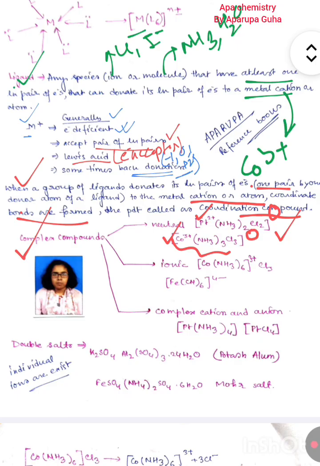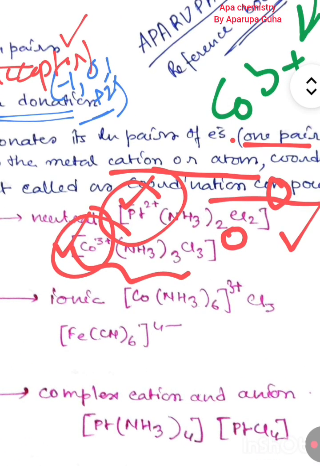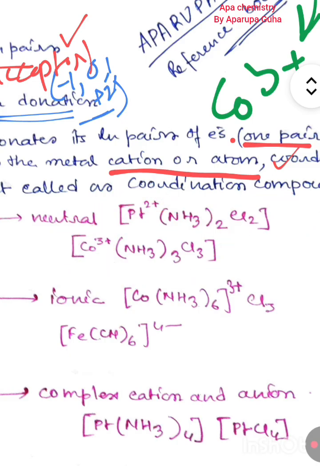There I already told you that platinum 2 plus is there, cobalt 3 plus is there. But the overall charge should be 0. That means the whole coordination pair has the charge 0. Because this platinum 2 plus is neutralized by 2Cl minus, and this cobalt 3 plus is neutralized by 3Cl minus. So that's why the overall charge becomes 0.